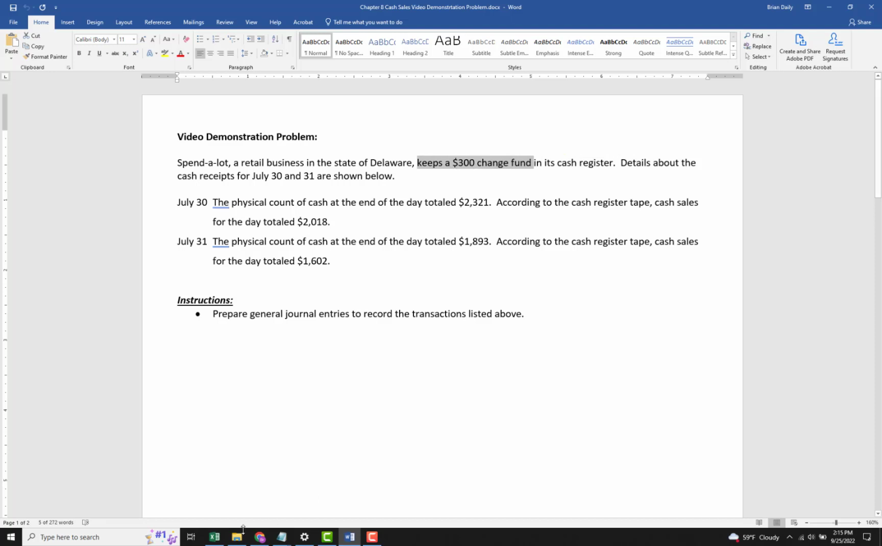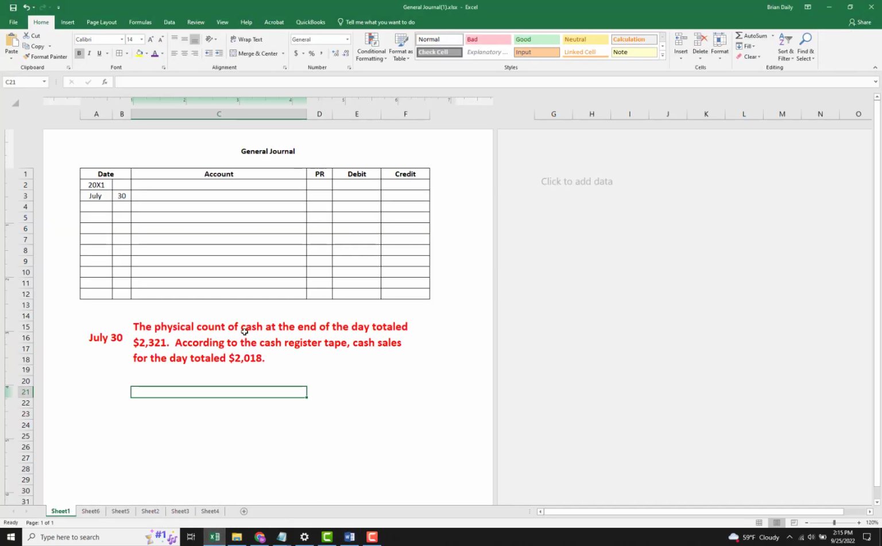So that being said, if we have $2,321 at the end of the shift and we started with $300, if we take the difference between those two amounts, we can see that the business gained $2,021 of cash during the course of the day.